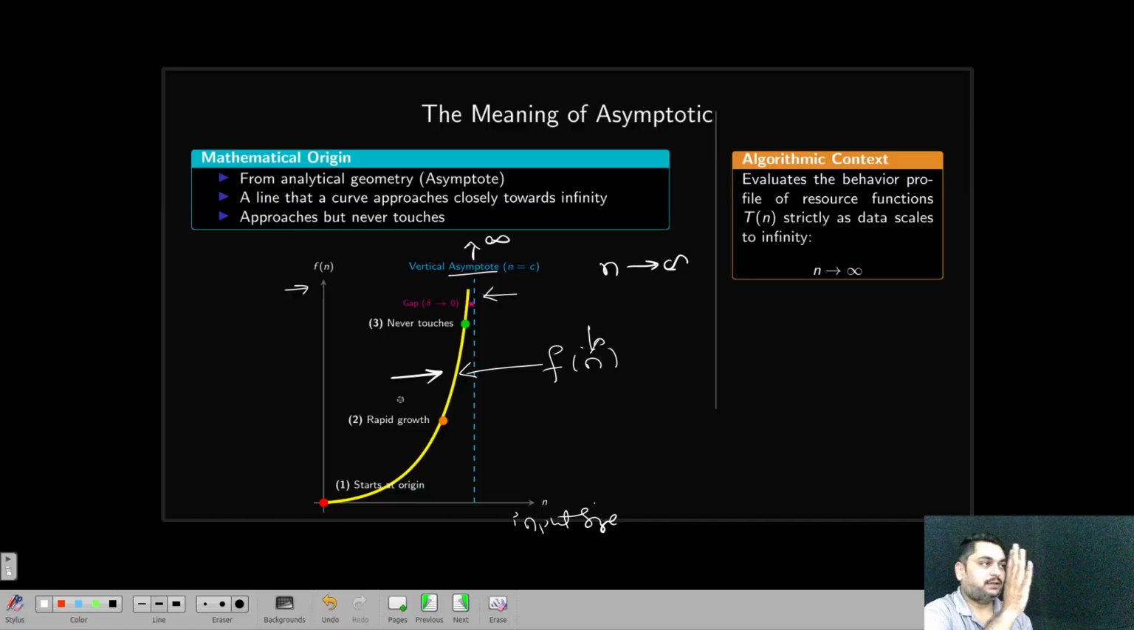That is where the name asymptotic notation comes from. So we assume an asymptote and then we measure the growth rate. We assume it touches only at infinity, when the input size is very big, mathematically infinite. It never touches in practice, because input size can never be infinite in the real world. So it's a mathematical notation that evaluates the behavior profile of resource functions, say t of n or f of n, strictly as data scales to infinity.